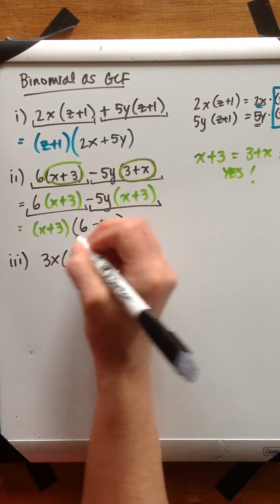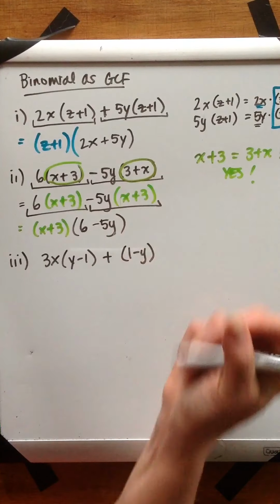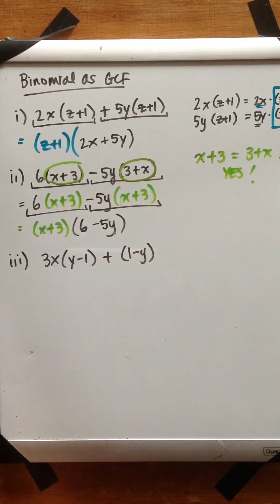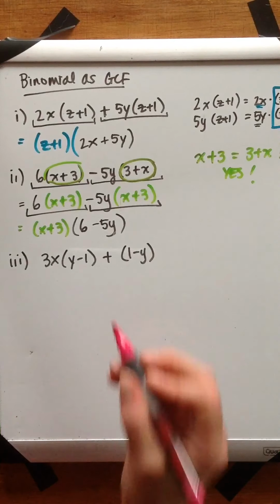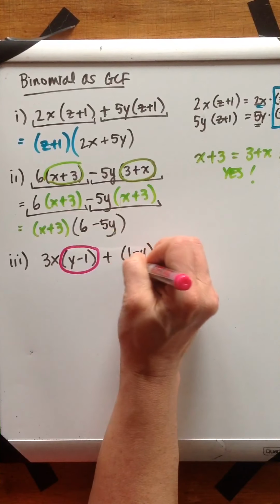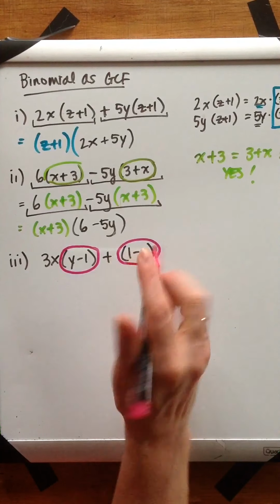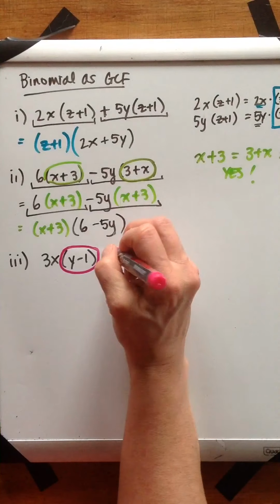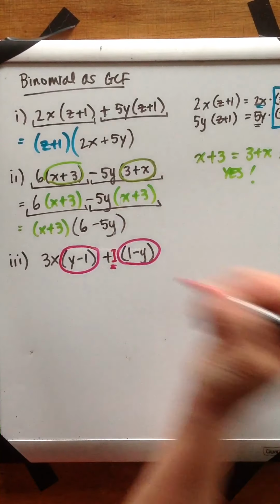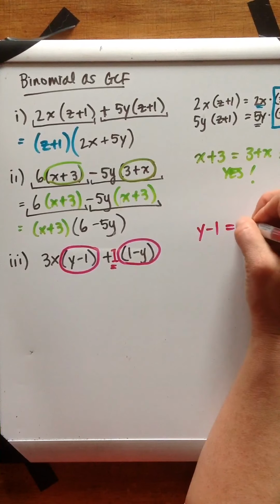This is 3x times y minus 1 plus 1 minus y. So, is there a binomial that is a greatest common factor here? Well, initially we might say yes. We might say these two maybe are just written backwards like the last example was. Before I go any further, though, I want to notice that there's no number in here, so let's assume it to be a 1 going forward. So let me ask you this. Is y minus 1 the same thing as 1 minus y?